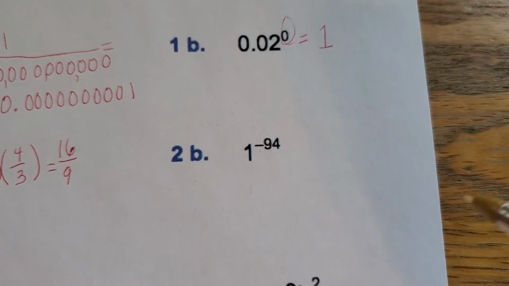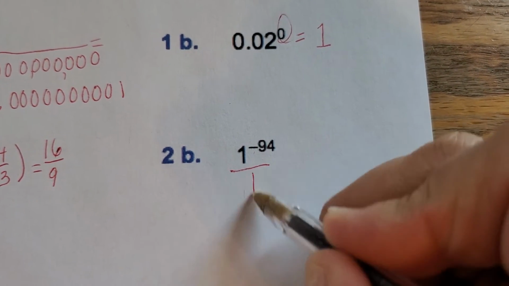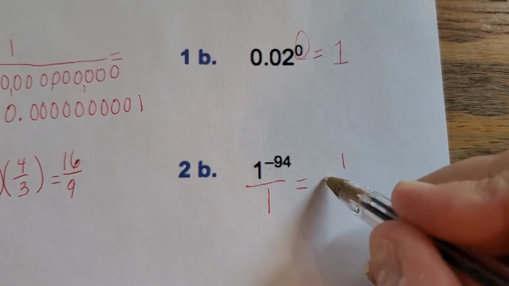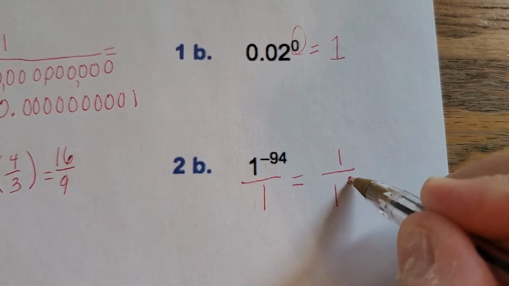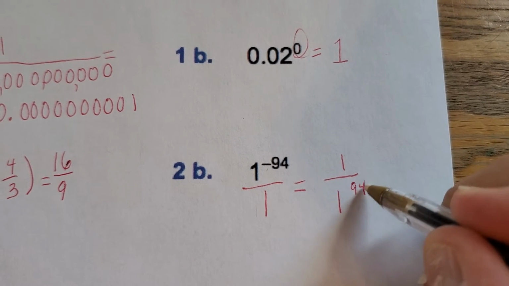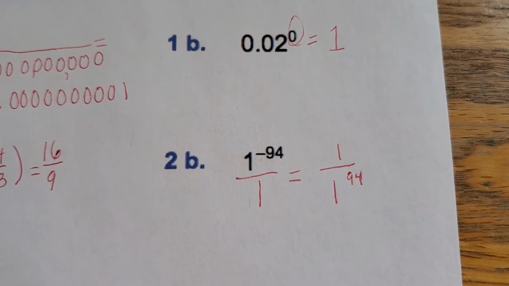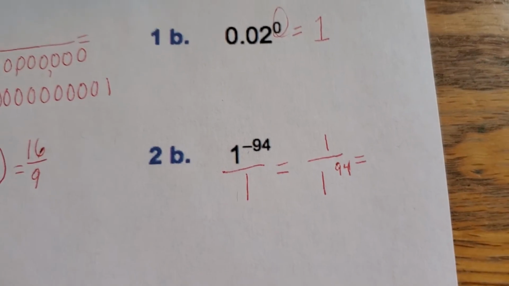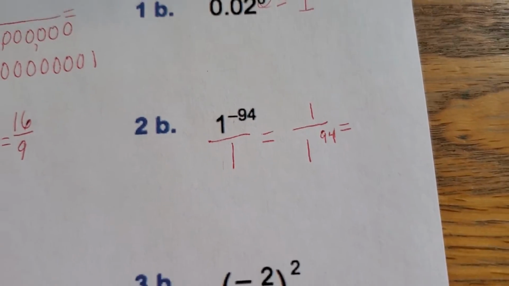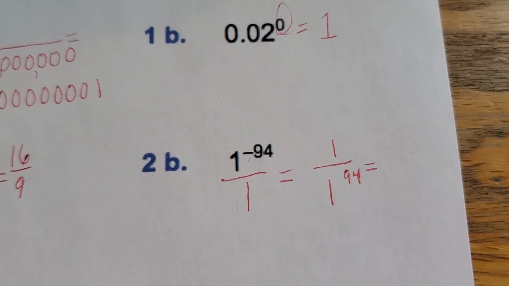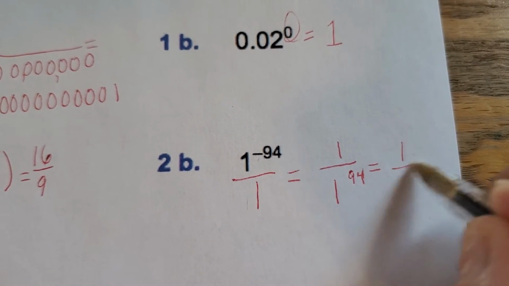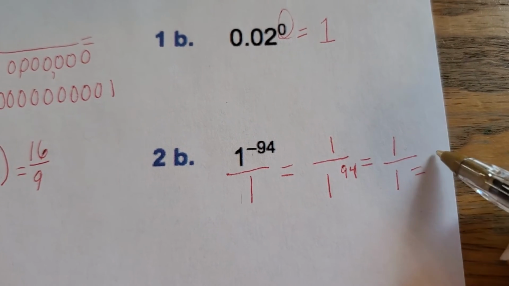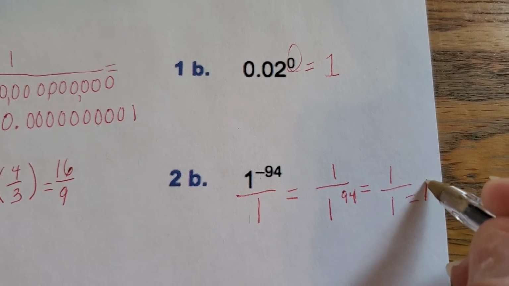2b, 1 to the negative 94th power, I'll put that over 1. We're going to flip that fraction, and when we bring that to the bottom, we're going to change that negative exponent to a positive exponent. Fortunately, though, 1 is pretty easy to work with. No matter how many 1s we multiply together, we get an answer of 1. So no, we don't have to write out 94 1s to multiply together. So I end up with 1 over 1, which is equal to 1.